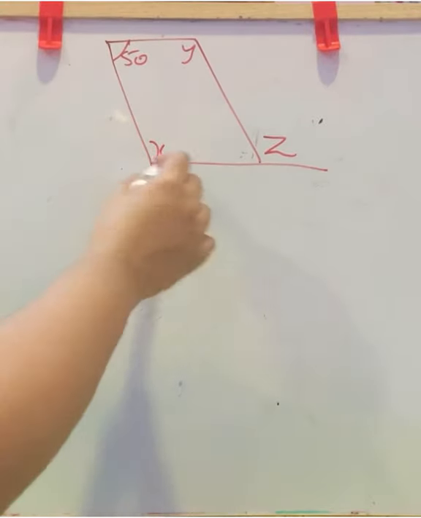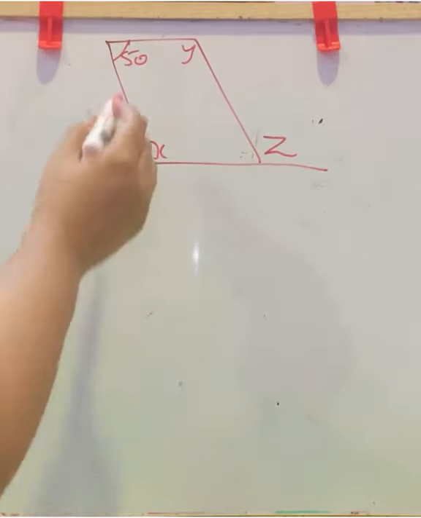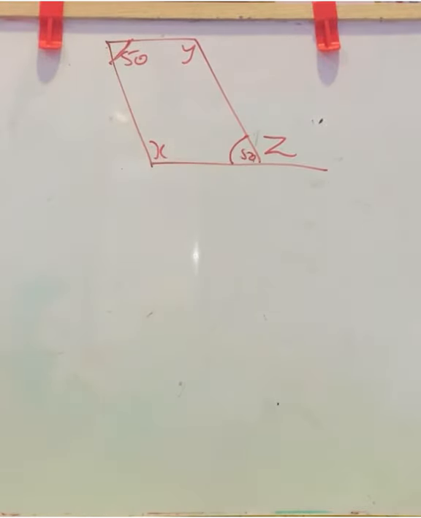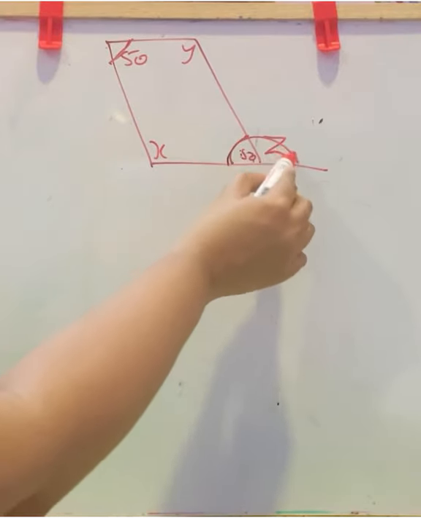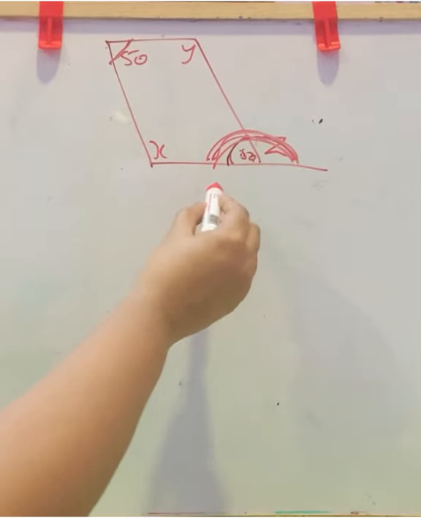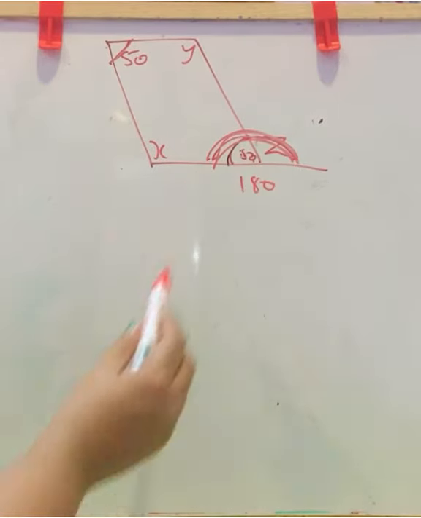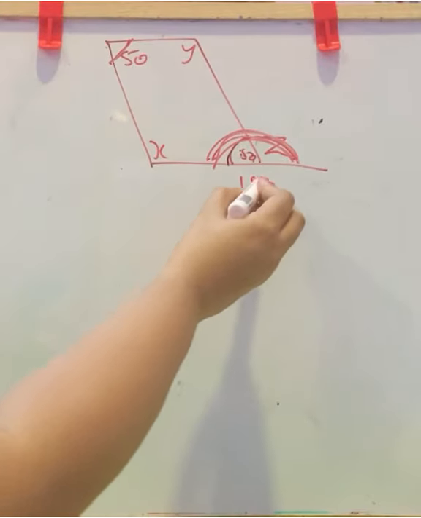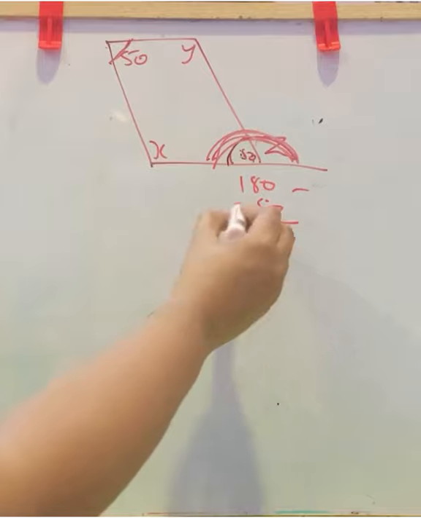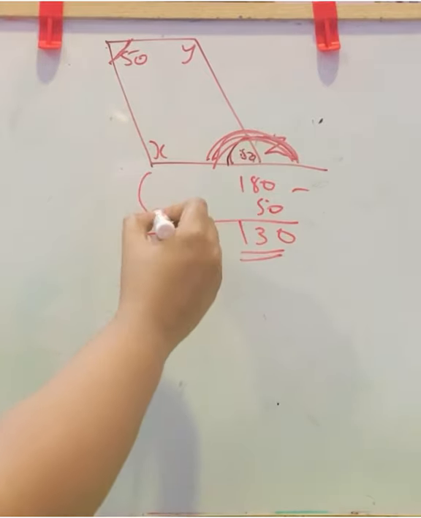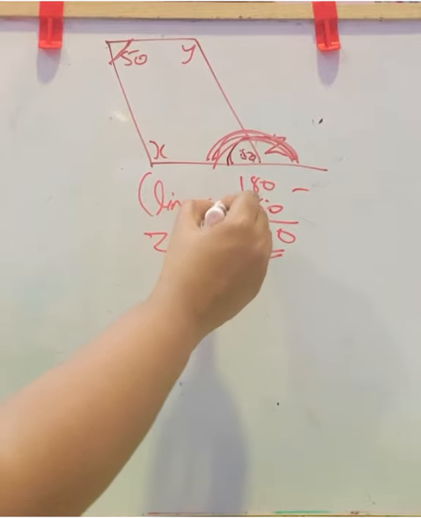Now this is a given parallelogram. We know if this is 50, this will be 50 because these are opposite angles of a parallelogram. Now if this is 50, here forms a linear pair. Can you see the linear pair? So the linear pair sum is 180. Linear pair means their sum is 180. One angle is 50, so the other angle will be 180 minus 50 and you will get 130. So z is 130. It is a linear pair.